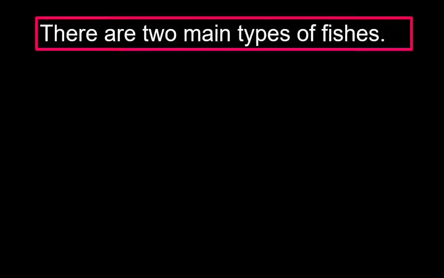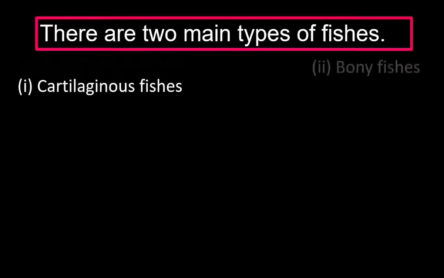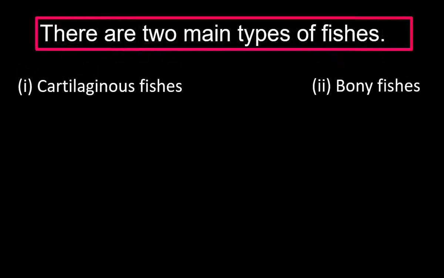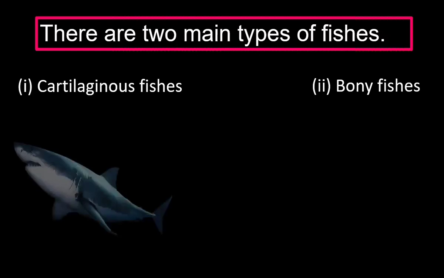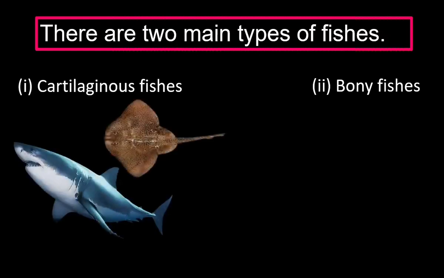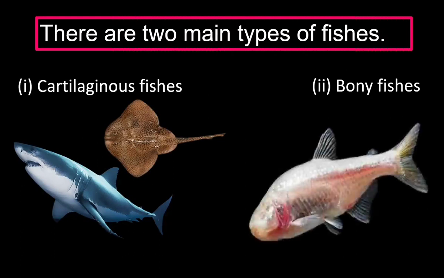There are two types of fishes. They are cartilaginous fishes and bony fishes. Bony fishes have bony skeleton. Cartilaginous fishes have skeleton made up of cartilage. Shark and skate are the cartilaginous fishes. Mullet is the example for bony fishes.